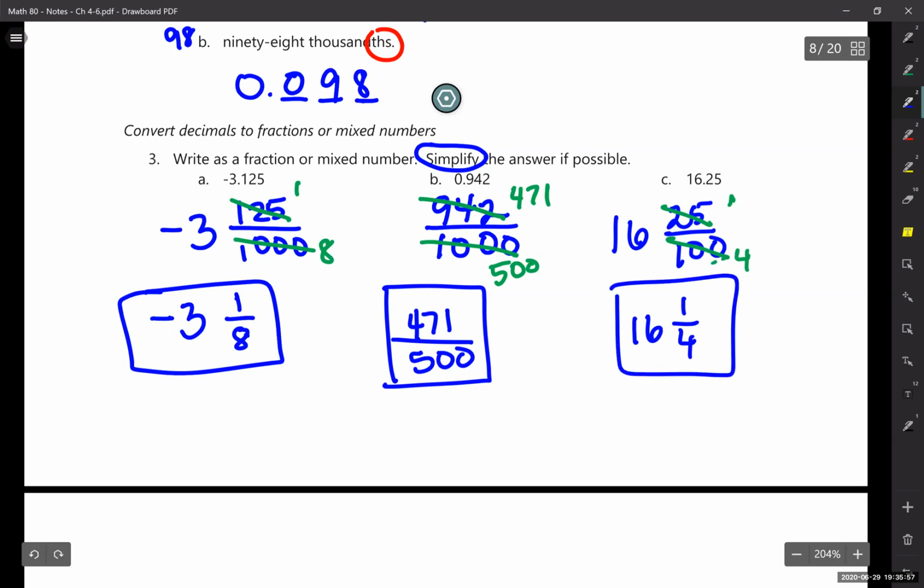So we wrote it as, first you read the decimal using the proper words. And I emphasize that because if I told you 0.942, that doesn't really help you write it as a fraction. But if I tell you 942 thousandths, that makes it a lot easier to write it as a fraction. So using the proper vocabulary, say what the decimal is, write it as a fraction, and then reduce. That's how you convert to fractions or mixed numbers.